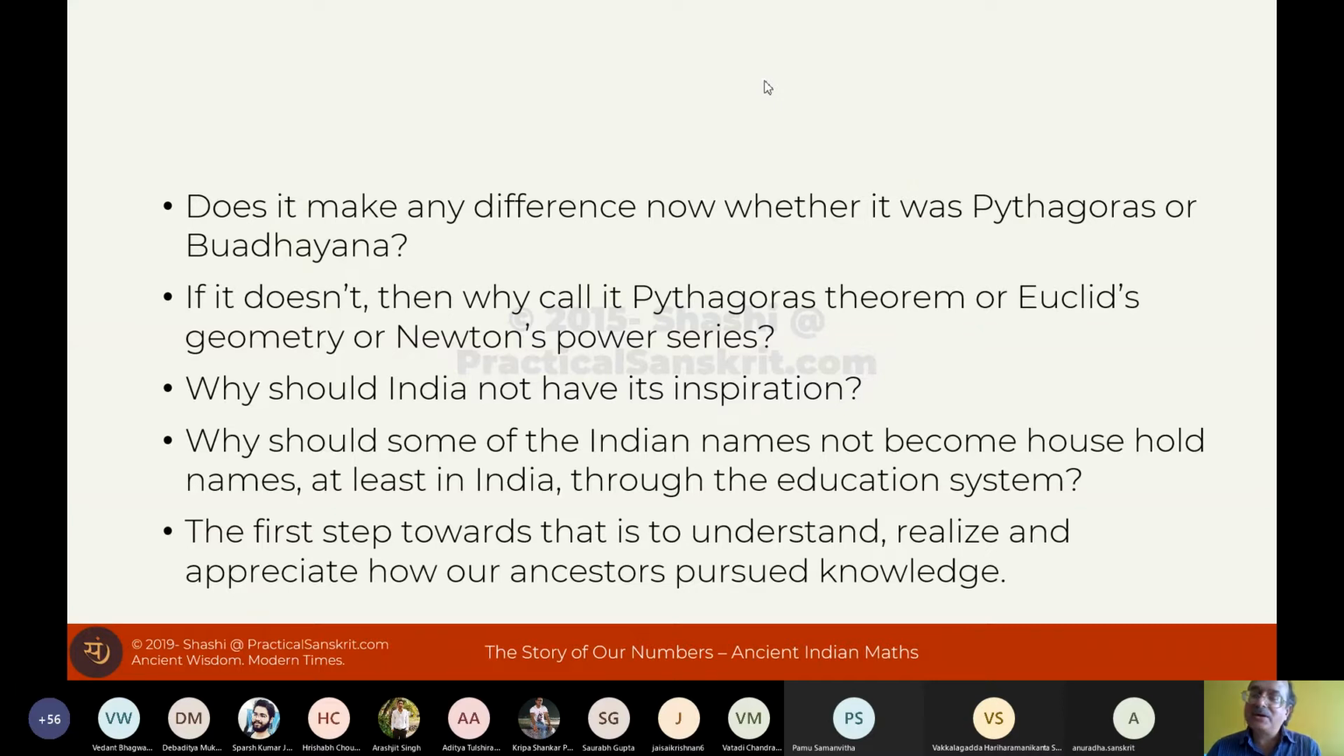And why should these names not become household names? Aryabhatta has become a household name, but not the whole set of this, right? So the first step towards that would be that we understand, realize, and appreciate how our ancestors pursued knowledge.